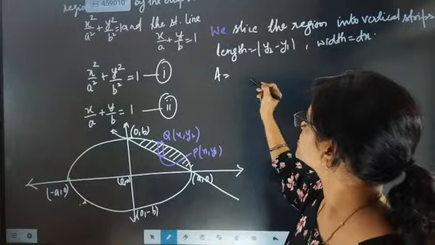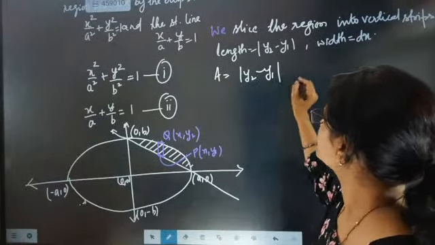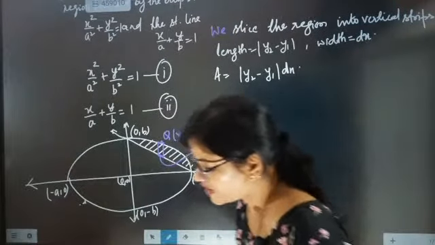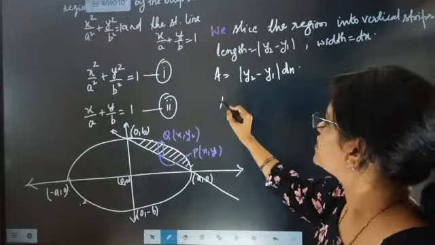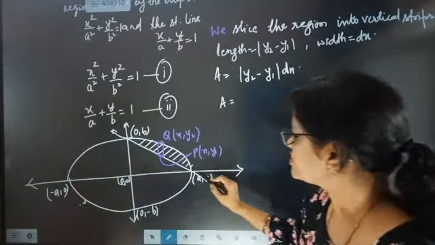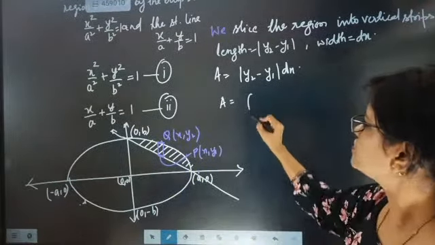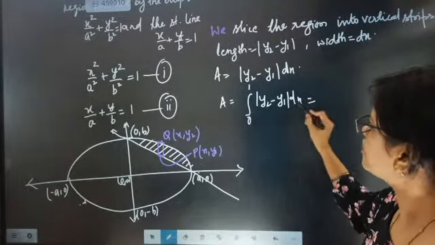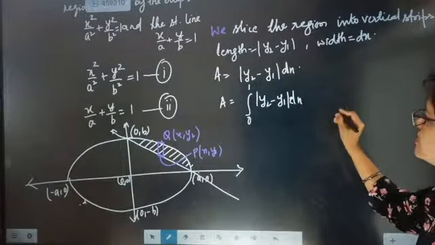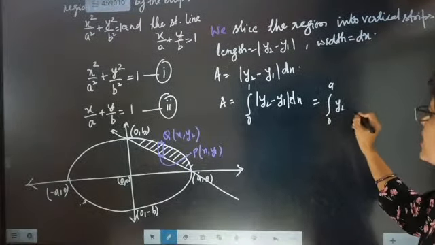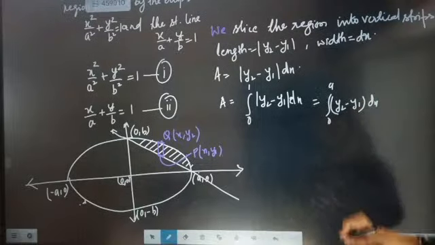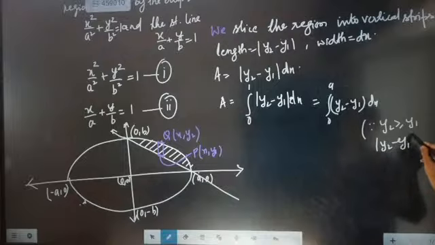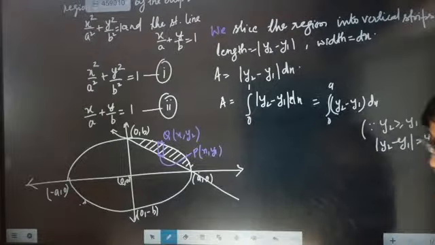So area will be modulus of (y2 minus y1) dx. The region is dividing between 0 to a. So the integral from 0 to a of (y2 minus y1) dx. One very important thing: since y2 is greater than or equal to y1, modulus of y2 minus y1 will be equal to y2 minus y1. Till here we have done.